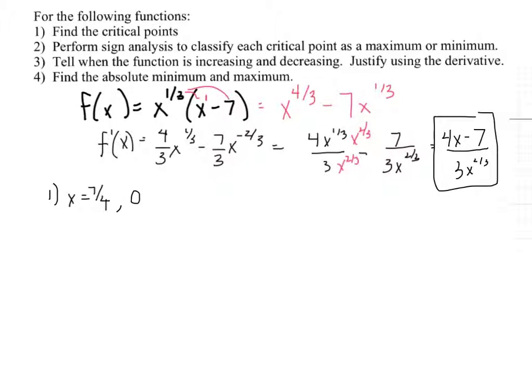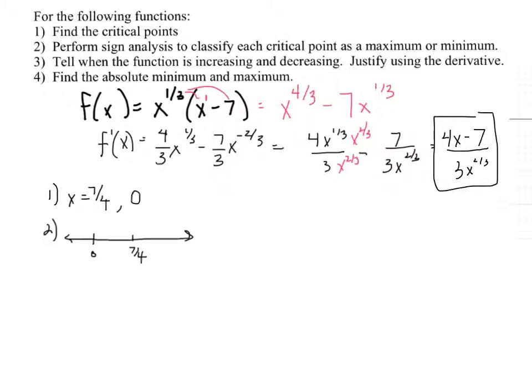Because remember, critical points are when the derivative is 0 or undefined. Making the top 0 makes the derivative 0. Making the bottom 0 makes it undefined. So let's do our sign analysis here. Okay, let's put in 0 and 7/4.